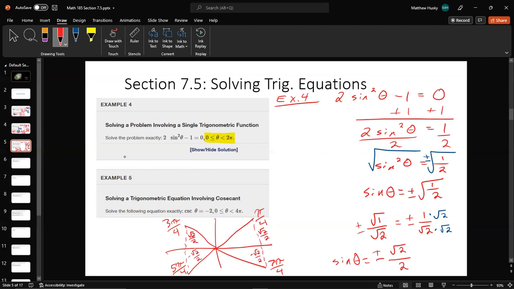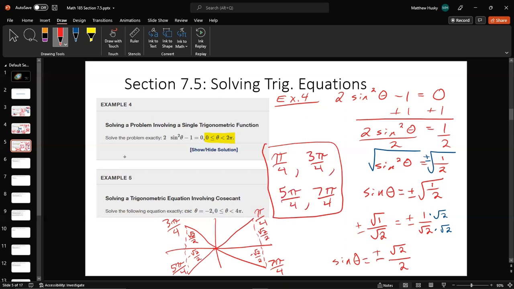So when all is said and done, there are in fact 4 different solutions, because positive root 2 over 2 gives 2 answers and negative root 2 over 2 gives 2 answers. So if we list them all out, we're going to have pi over 4, 3 pi over 4, 5 pi over 4, and then 7 pi over 4. Okay, so that is that one.